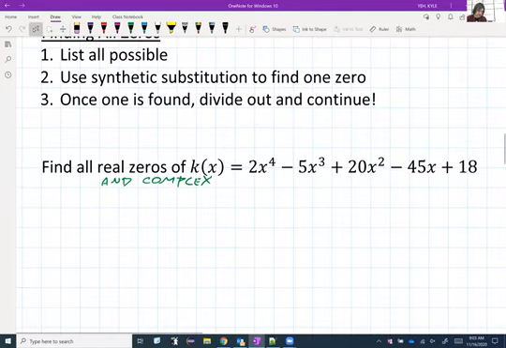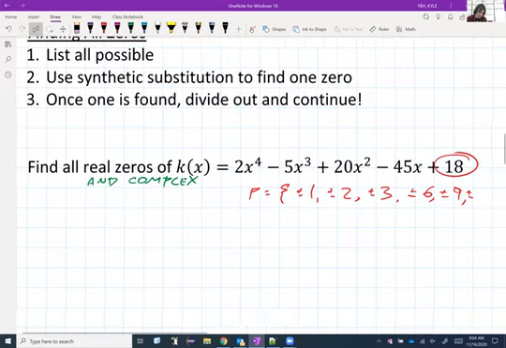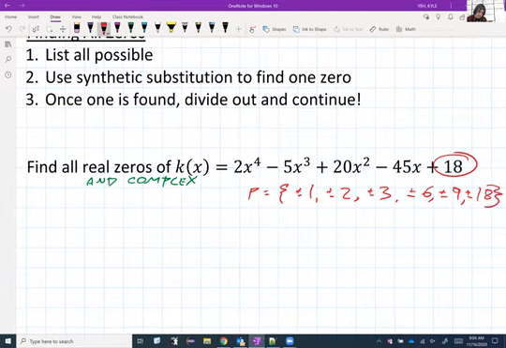I'll keep the steps on the screen for now. So all possible zeros, what we were just doing: P is going to be the set of factors of our constant 18. So plus or minus 1, plus or minus 2, plus or minus 3, not 4, not 5, plus or minus 6, plus or minus 9, plus or minus 18. Those are all the things that can multiply to be 18. Q's are going to be all the factors of my leading coefficient. So plus or minus 1, plus or minus 2. Awesome.